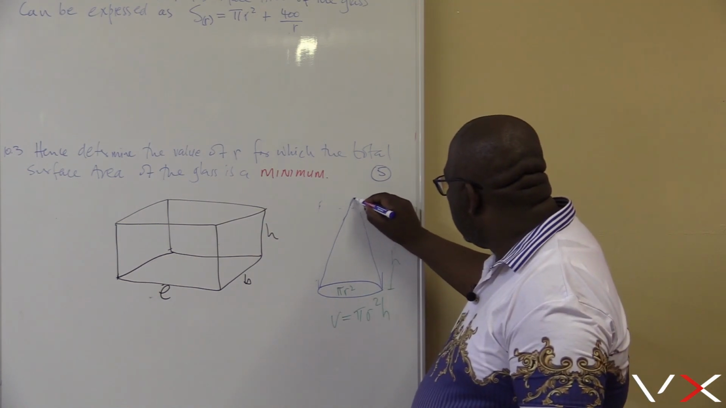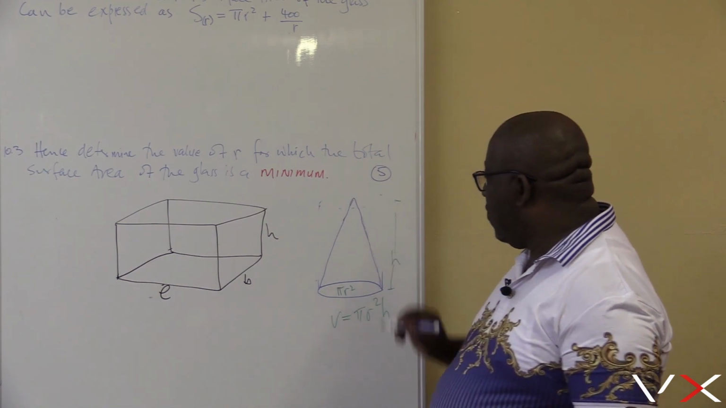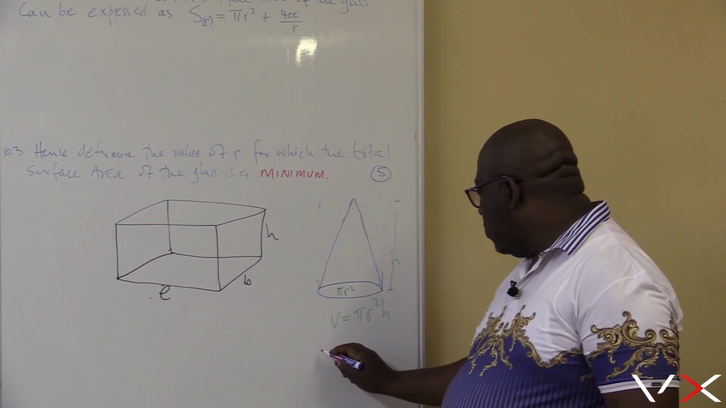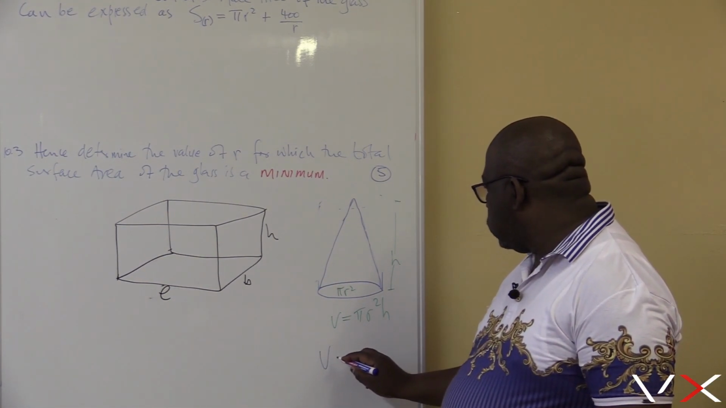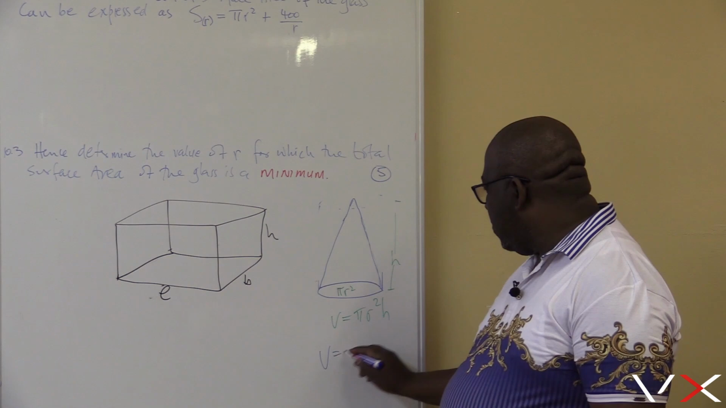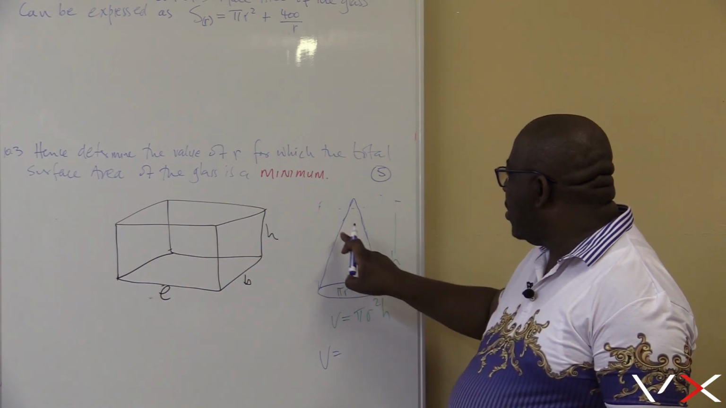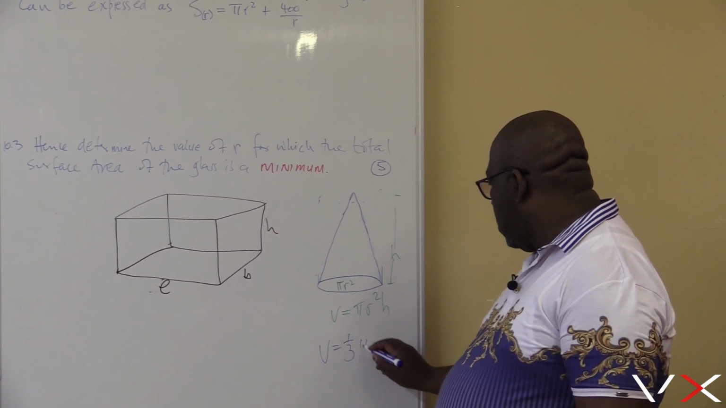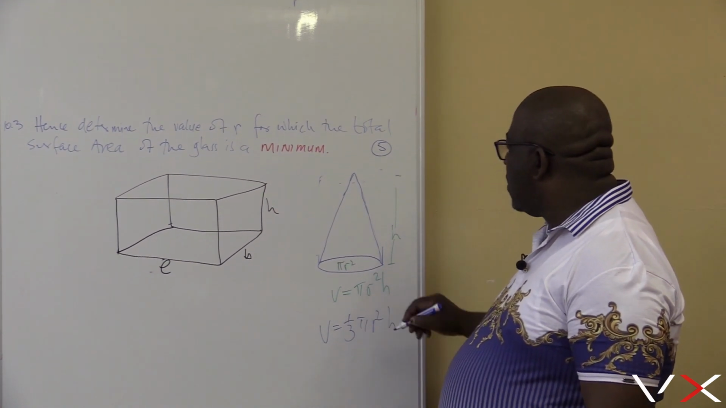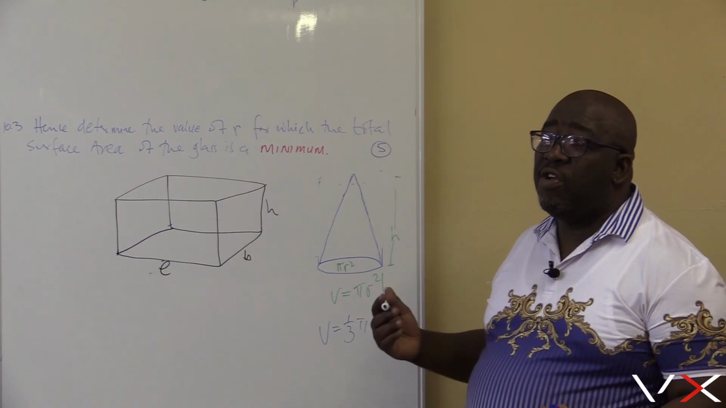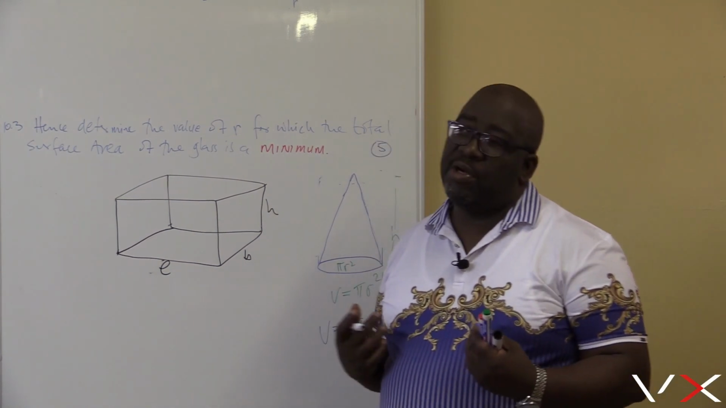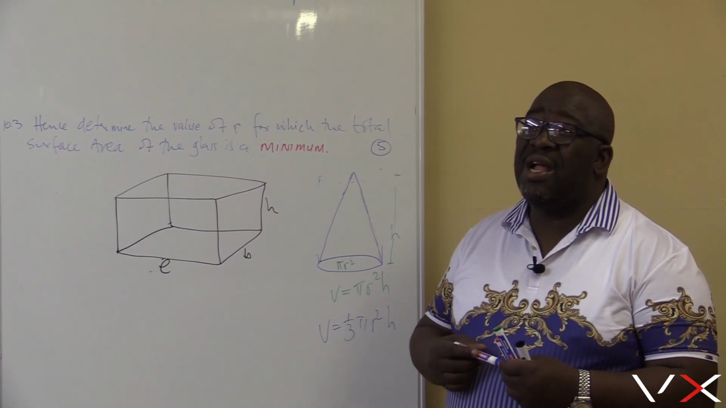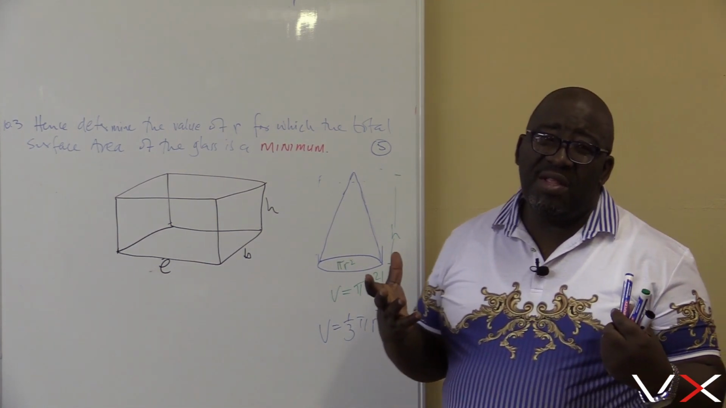If you look at this cone, what is the volume of the cone? So the volume will then be equal to 1/3 of the same thing, pi r squared h. So this is how you find the volume of the cone from the volume of a cylinder. So that becomes important. Another important aspect in this section is what we call the surface area.